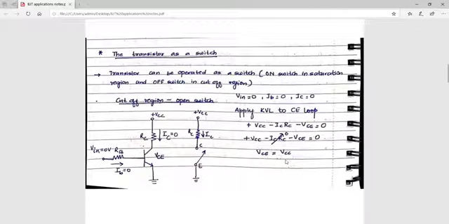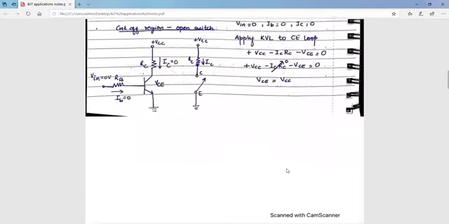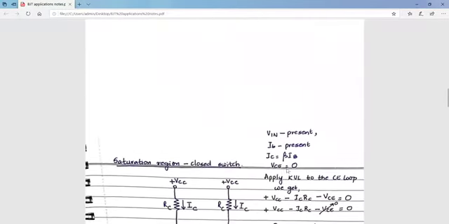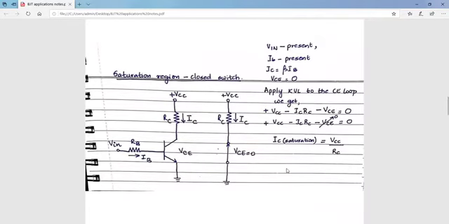Now if we go further, we can see that in the saturation region, what happens? The transistor operates as an on switch or a closed switch. Now here we are going to give a certain amount of Vin. Since Vin is present, IB will also be present, and we know that IC is beta times IB, right? So your transistor will operate as a closed switch, right?